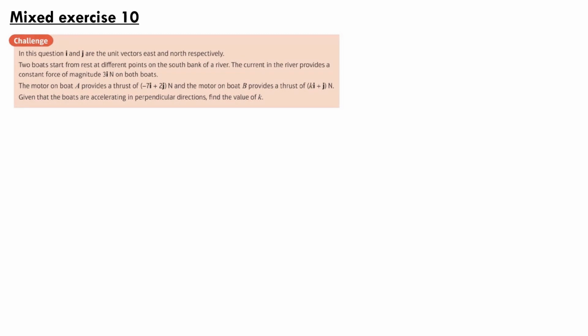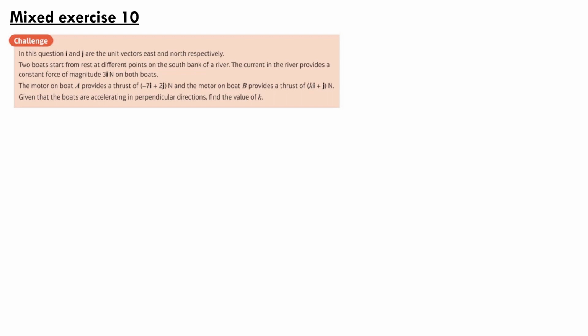Okay, and our final question for mixed exercise 10. In this question, i and j are the unit vectors east and north respectively. Two boats start from rest at different points on the south bank of a river. The current in the river provides a constant force of magnitude 3i newtons on both boats. The motor on boat A provides a thrust of minus 7i plus 2j newtons, and the motor on boat B provides a thrust of ki plus j newtons. Given that the boats are accelerating in perpendicular directions, find the value of k.